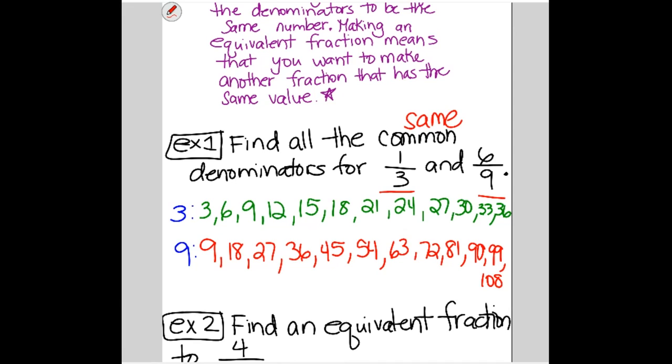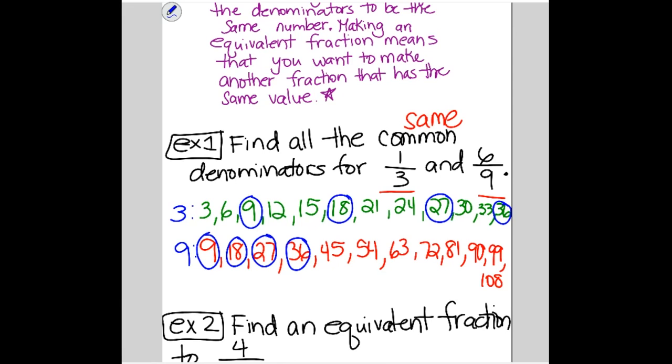Now we're going to circle whatever numbers we see the same of. So right now, looking at them, I'm going to circle in blue. I see 9 up here, and I see 9 down here. So I circle it because they're the same. I see 18. Those are the same. What else do I see? I see 27. Those are the same. 36. Those are the same. And that's it. That's all I see.